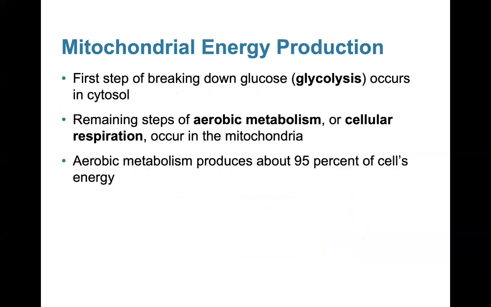The first step of breaking down glucose, a process called glycolysis, occurs in the cytosol. The remaining steps of aerobic metabolism, more commonly referred to as cellular respiration, occur in the mitochondria. Aerobic metabolism produces about 95% of the cell's ATP, or energy. For humans, this is a very essential process. If your cells are not able to undergo mitochondrial activity, those cells will die.